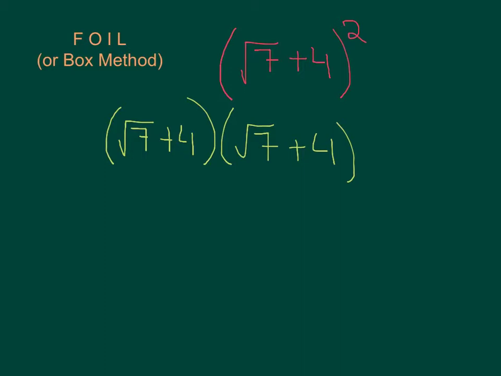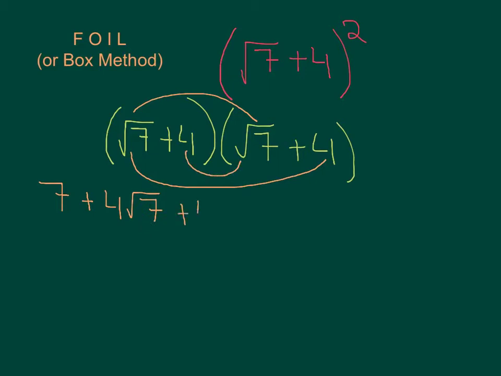For right now, I'm going to use FOIL. So let's do first: the square root of 7 times the square root of 7 is 7. And then outside, 4 times the square root of 7 is 4 square roots of 7. And then inside, once again, we have 4 square roots of 7. And last, 4 times 4 is 16.